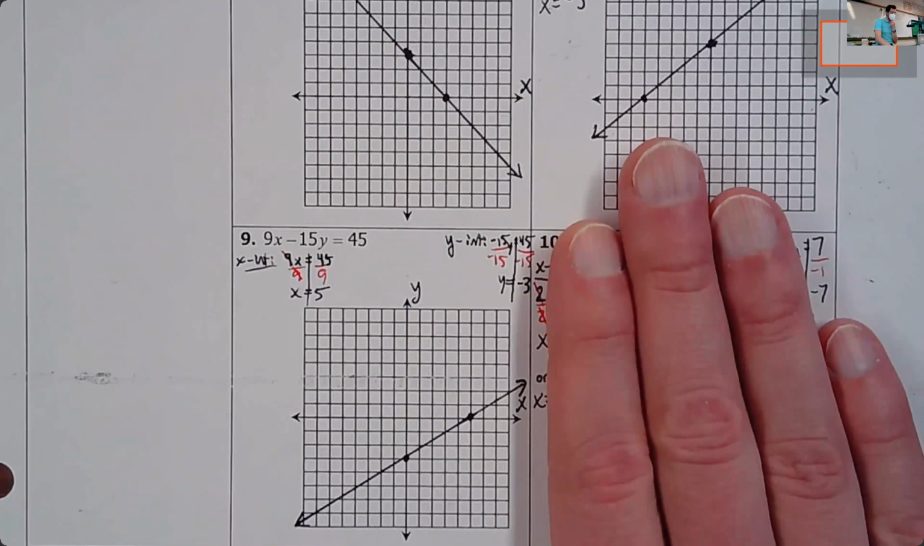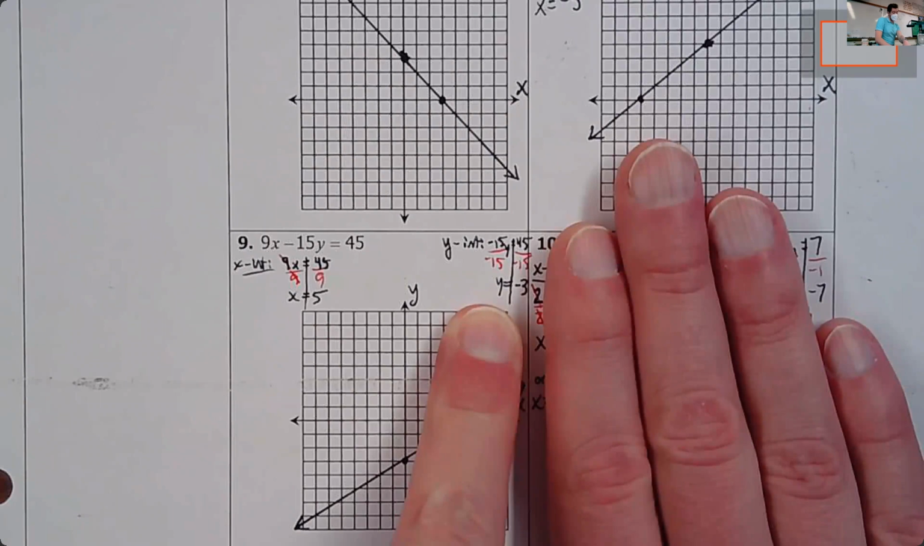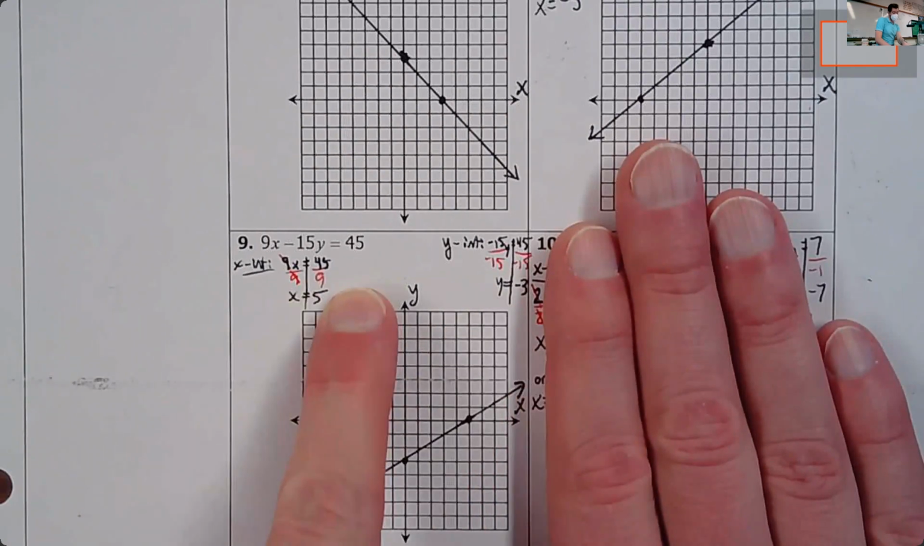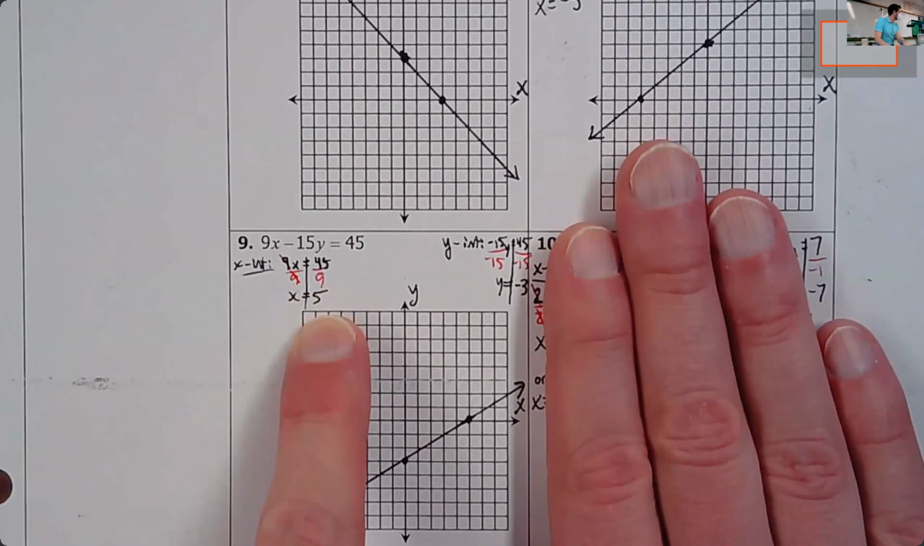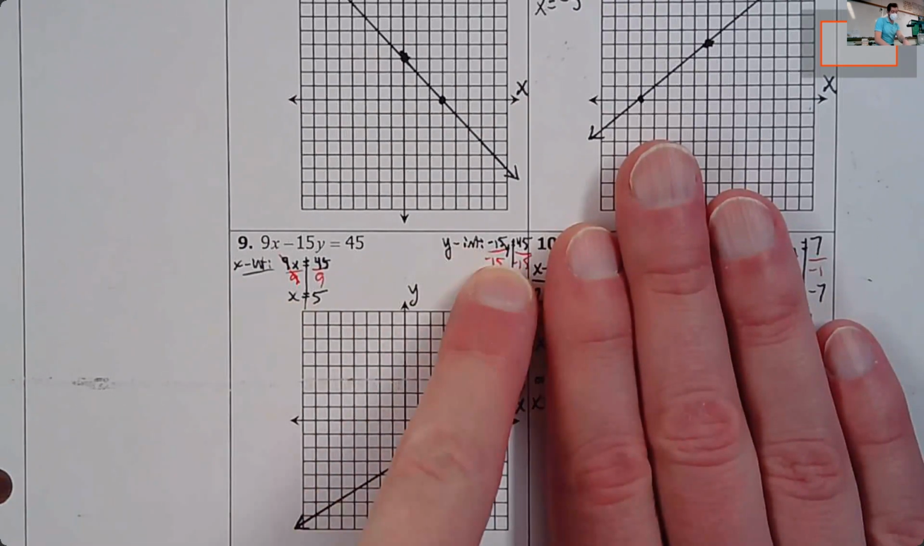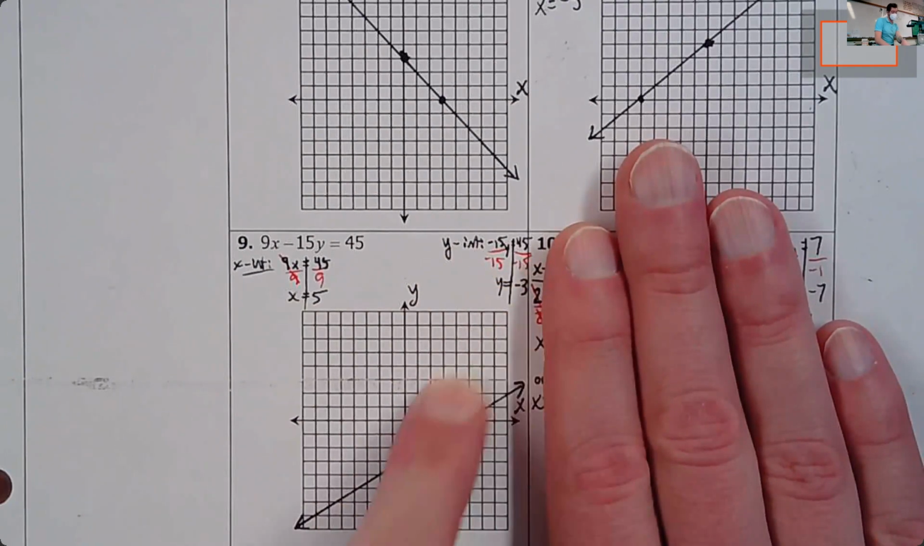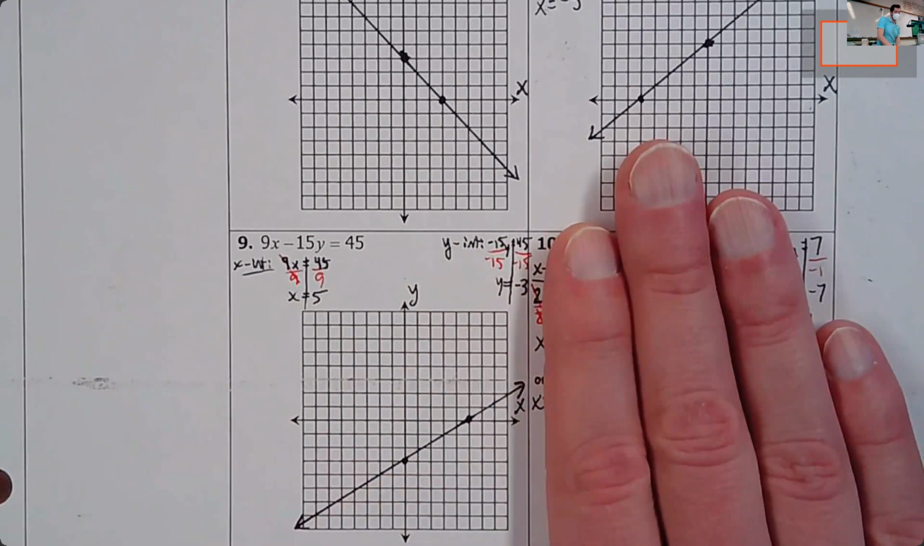Plug in 0 for y and solve for x. Plug in 0 for x and solve for y. 9x equals 45. 45 divided by 9 means that x equals 5. That's the x-intercept. For the y-intercept, we should have -15y equals 45. 45 divided by -15 equals -3. So the y-intercept is -3, and you can draw your line right through that.